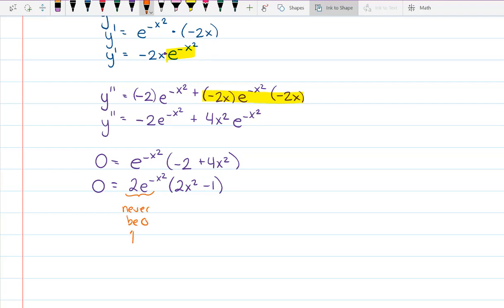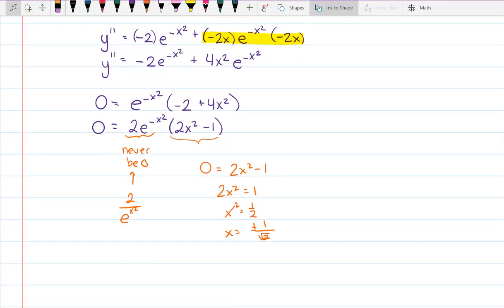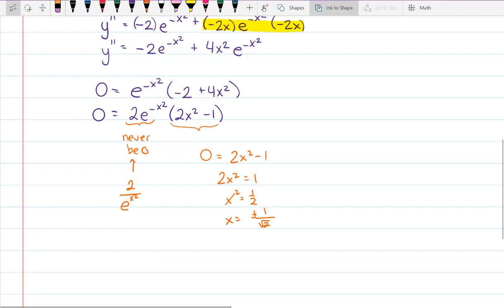This is because this piece right here is 2 divided by e to the x squared, and you can never make the denominator 0. So then we just need to focus on this. So you get 0 is equal to 2x squared minus 1. So 2x squared equals 1. X squared is equal to 1/2. So x is equal to plus or minus 1 over radical 2. So those are going to be our points of inflection.